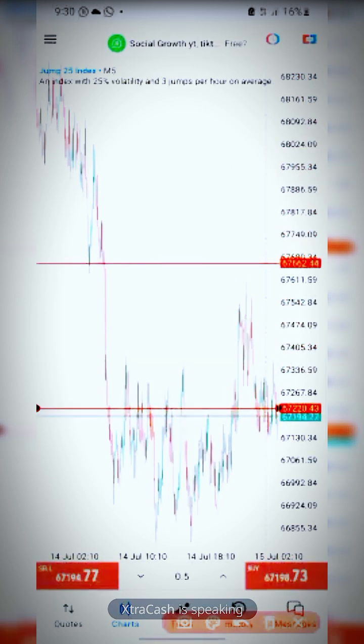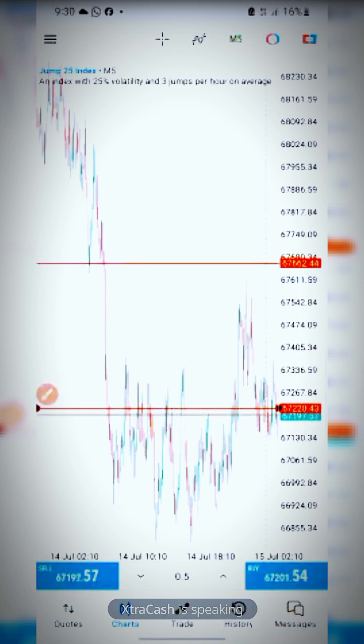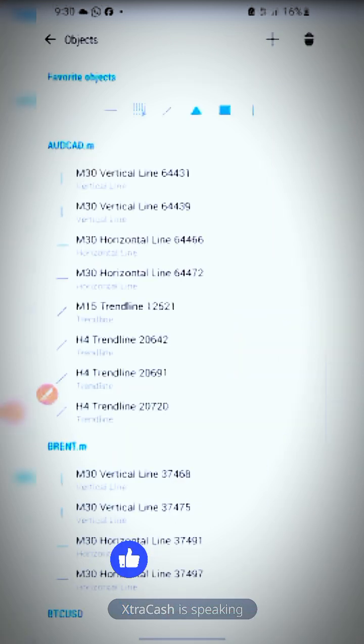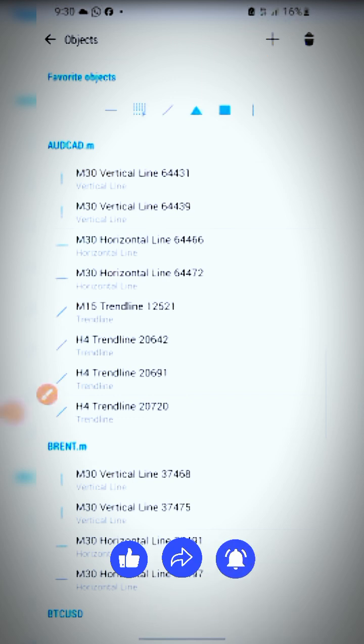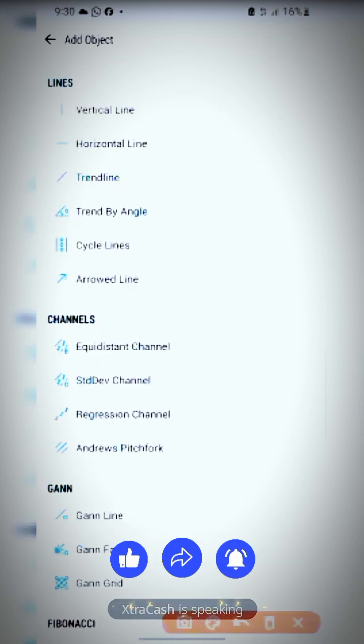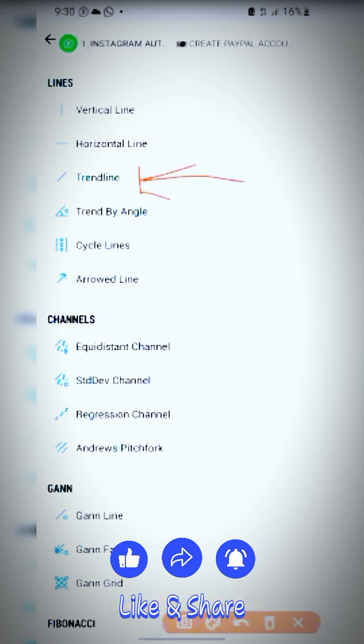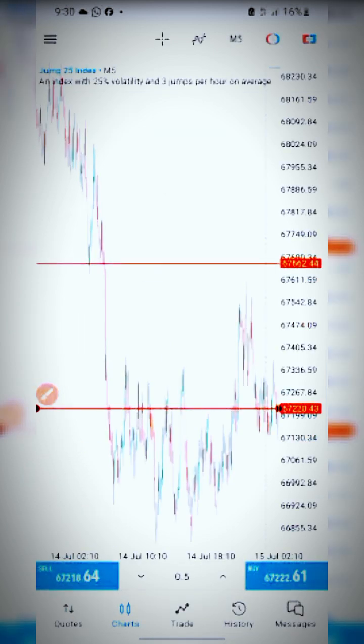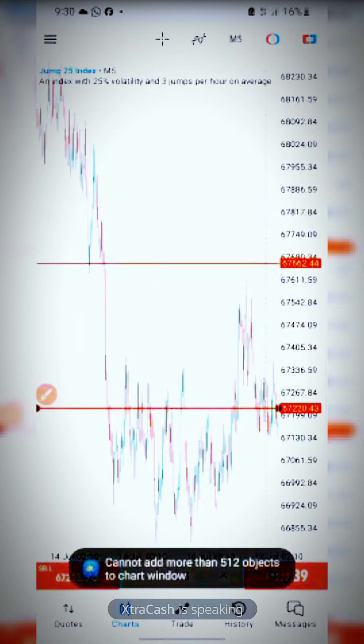You can get your trend line by clicking the middle of your screen. You see where you have the circle, triangle, and square. Just click it, then click the plus sign. Then you will see a trend line. This is where you have your objects, so just pick your trend line. Then anywhere you touch on the screen, it will follow you.